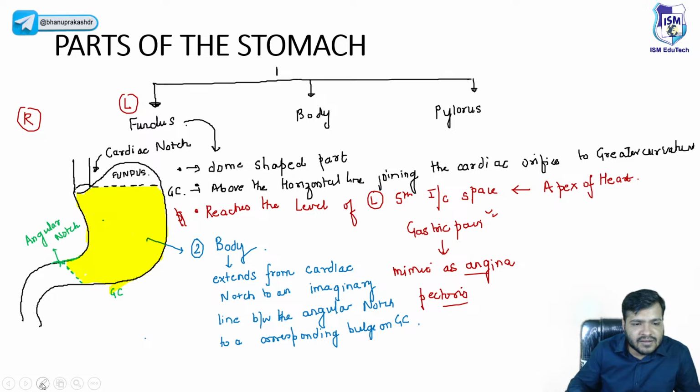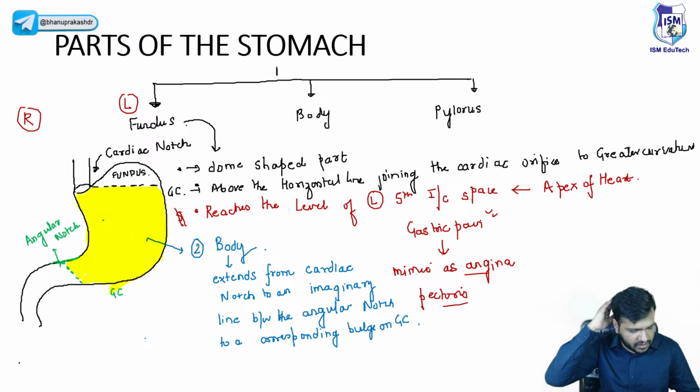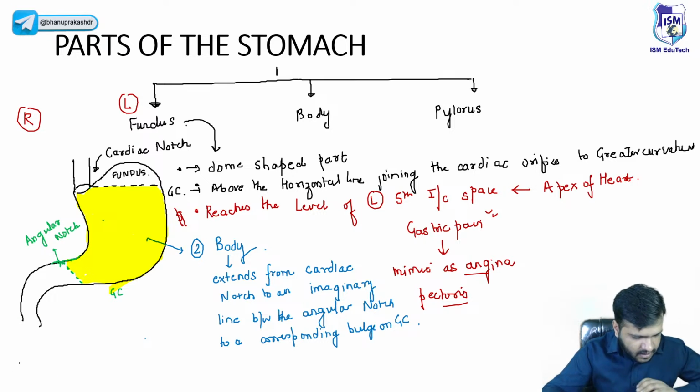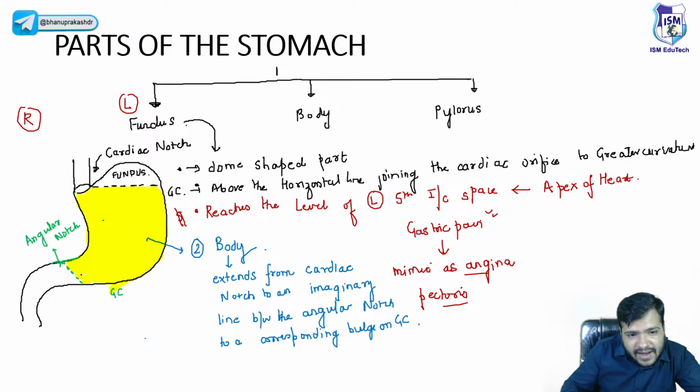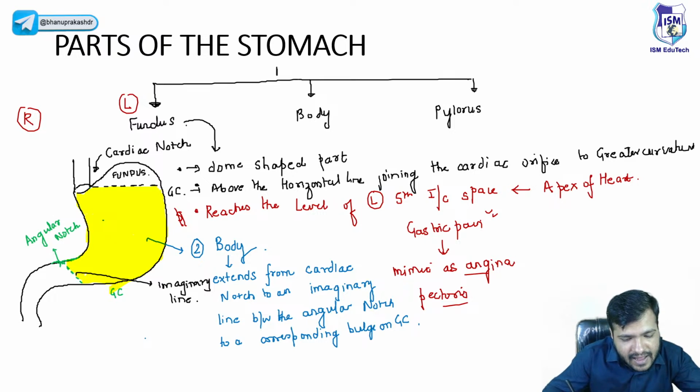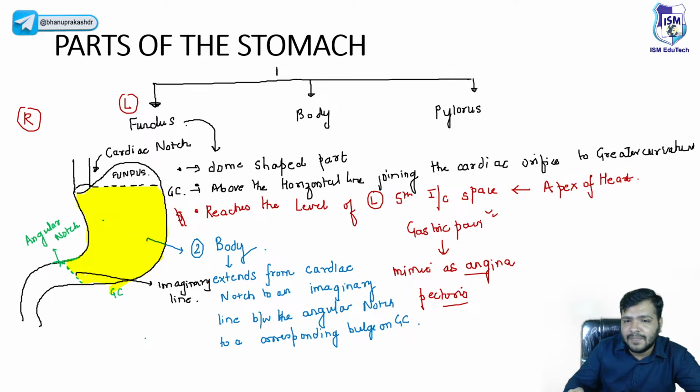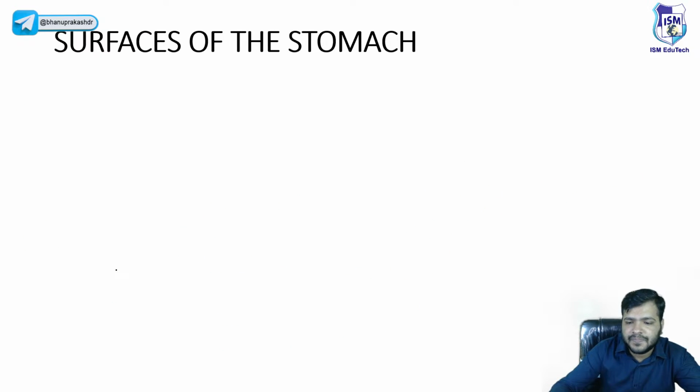Now, coming on to the next, that is the pyloric portion, beta. The pyloric portion is distal to the imaginary line, and it consists of three parts. Now, let me just draw it over here. You just continue in the same diagram, guys.